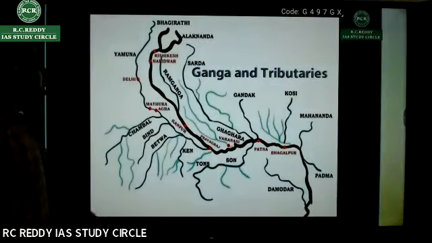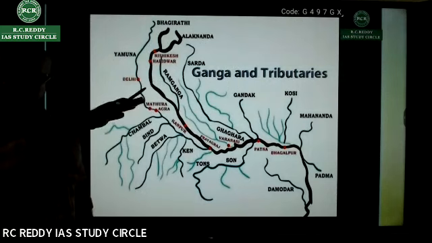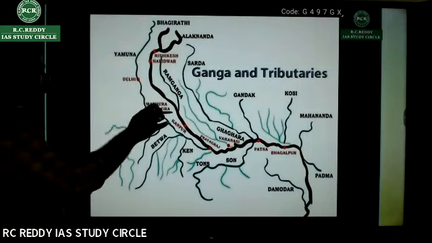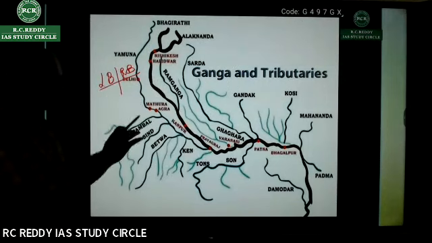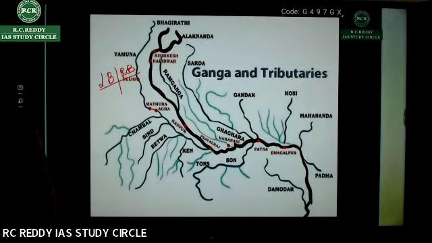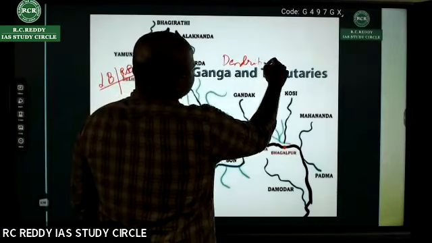Right? Now Vismi, you know the tributaries anyway. I'm not wasting time on that. What I would tell you is please split it into left bank and right bank. That is the only thing that you need to understand. And what is the nature of the pattern of Ganga? What kind of drainage pattern? It is dendritic pattern.